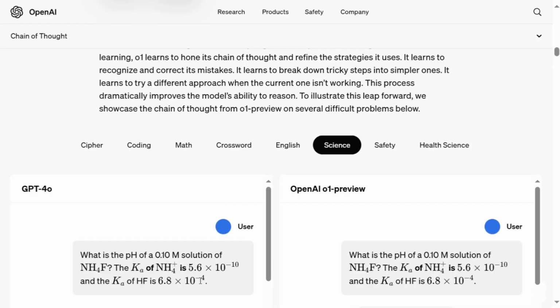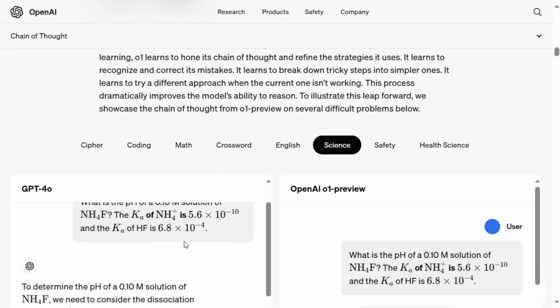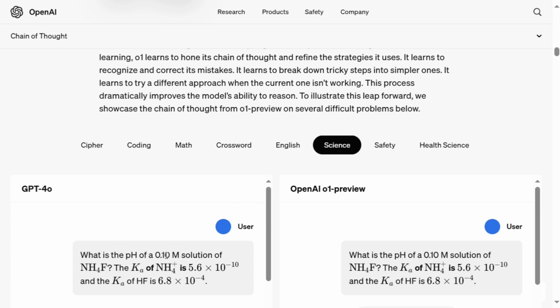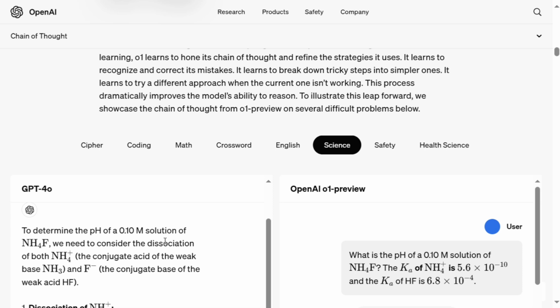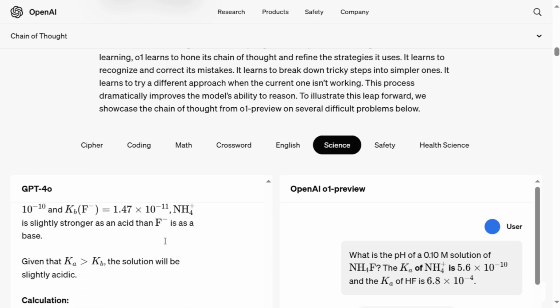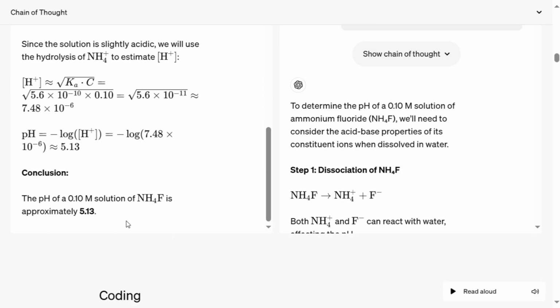That's the only case. So here is a question that we are asking around the pH value. As you can see, I have forgotten my chemistry to be honest, but I can identify some of the formulas, NH4F. So now to get the pH of a 0.1 M solution of NH4F, it is giving you a detailed answer. Pretty good. I would say it is now coming to a final value, 5.13, the pH value.